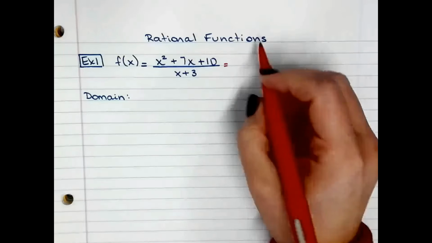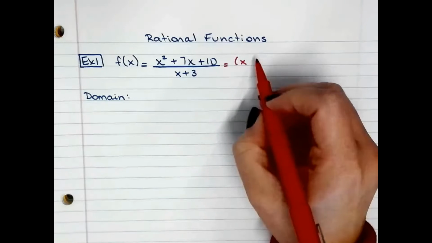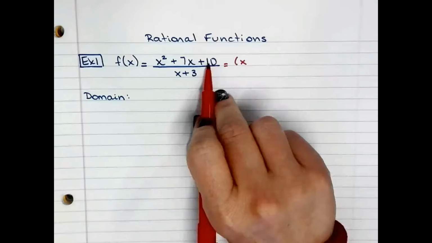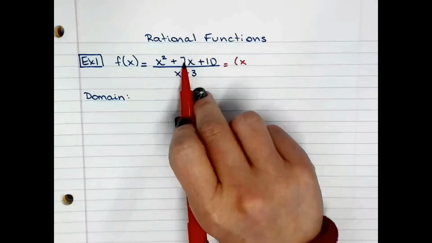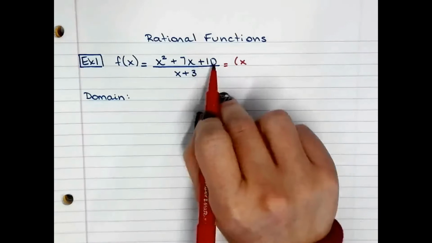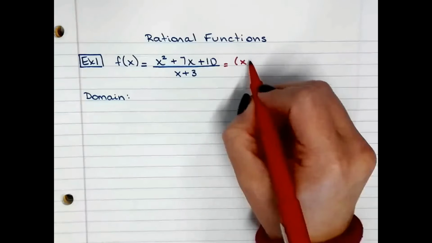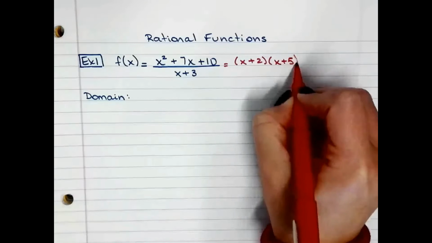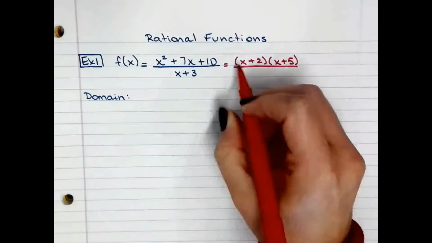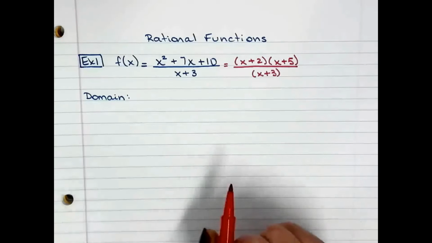So over here off to the side, I'll go ahead and factor. I'm going to think of two numbers that multiply to give me 10, and the same two numbers that add to give me 7. So 2 and 5. 2 times 5 is 10, 2 plus 5 is 7. So x plus 2, x plus 5, and here just x plus 3 in the denominator.